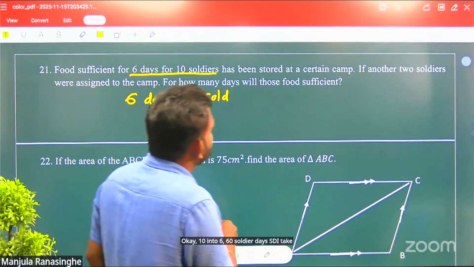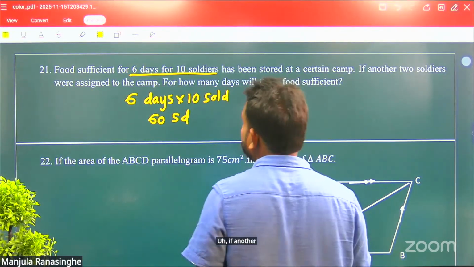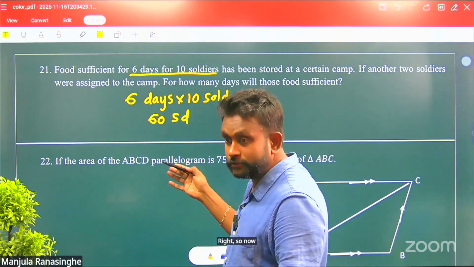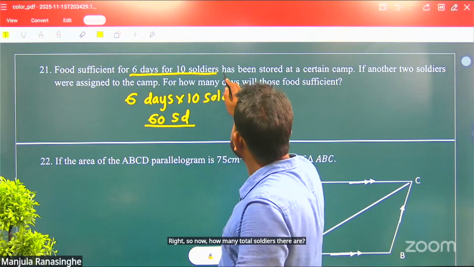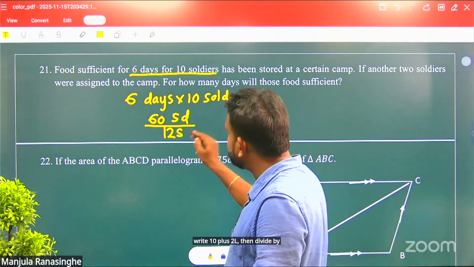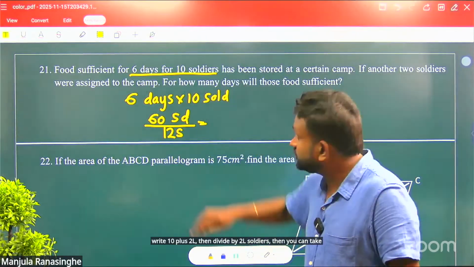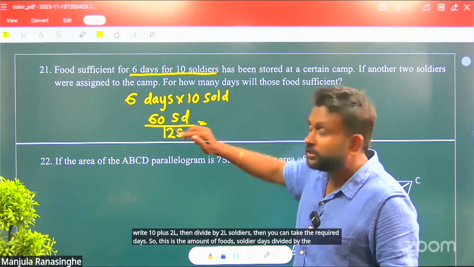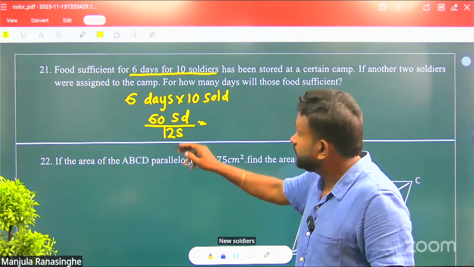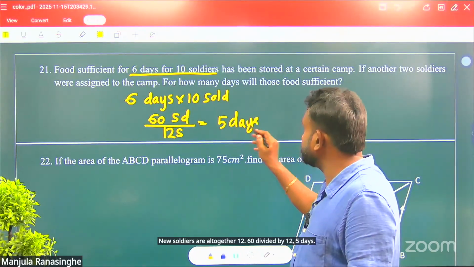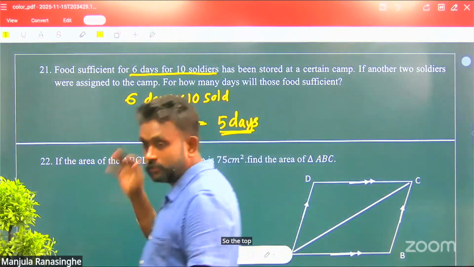Then if another 2 soldiers were assigned to the camp, how many total soldiers are there? 10 plus 2, 12 soldiers. Then you can find the required days. This is the amount of food in soldier days, divided by the new number of soldiers. The new soldiers are altogether 12. 60 divided by 12, 5 days. So the food is sufficient for 5 days.